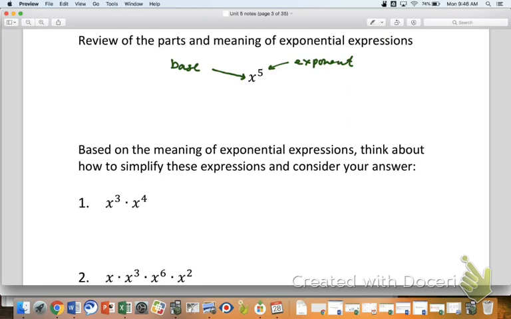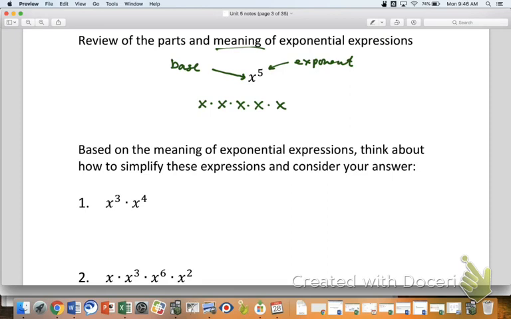So I also want to review the meaning. Can anybody explain what that means? Joe? X times itself 5 times. That's exactly what it means. X times itself 5 times. So if I wanted to expand that out into what it really means, I would write something like that. X times X times X times X times X. I think I said it 5 times.